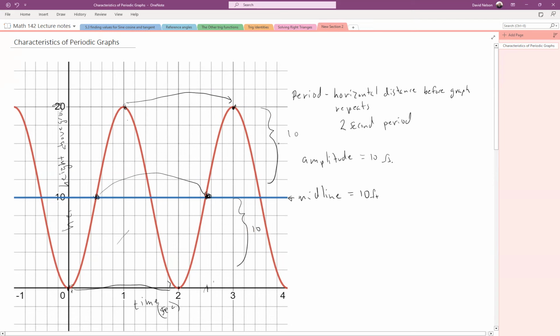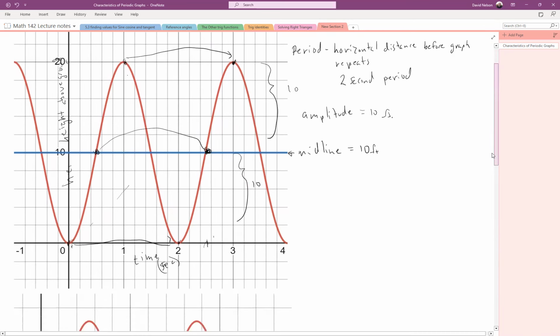And we always list amplitude as a positive number. It's kind of half the range. The range goes from 0 up to 20 on the y-axis. The smallest I ever get is 0, the biggest I ever get is 20, and so half of that would be the amplitude. The amplitude would be 10. And then the midline is there in the middle of the graph. All right, so period, amplitude, and midline are 3 important characteristics of a graph.